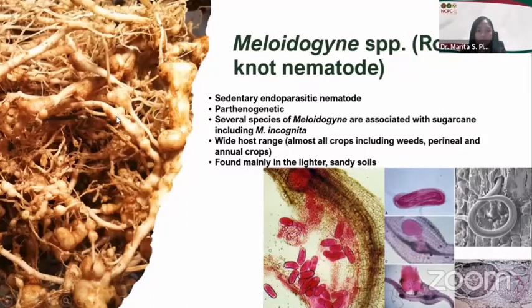As you can see here, these are its prominent and apparent symptoms, the root knots. These are the eggs. This is the infective juvenile penetrating the root tissue, and once it's inside, it develops into an adult female, and then produces its nurse cells, a source of its nutrition. Then these are the eggs.